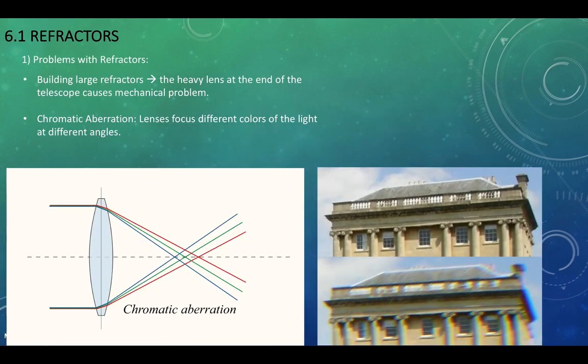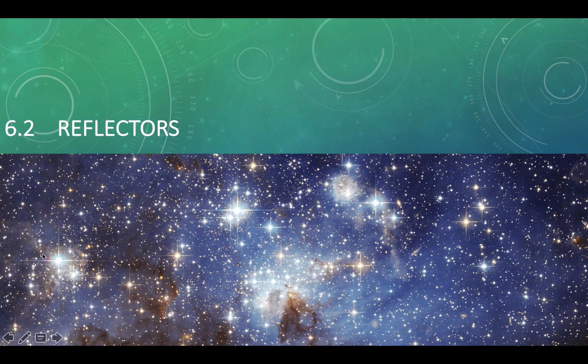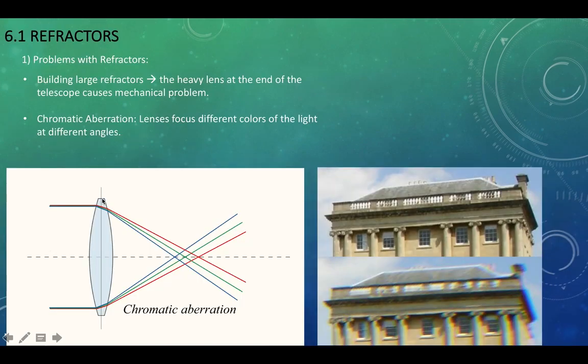Another problem we have with the refractors is something we call chromatic aberration, and I'm gonna explain that to you. So this is the lens that we usually use in the telescope. When you have a photon, a white color coming from your star, now the white color is made from the different rainbow colors, so red, green, blue, and so on. One problem we face with lenses is that the lens would refract the different colors at different angles.